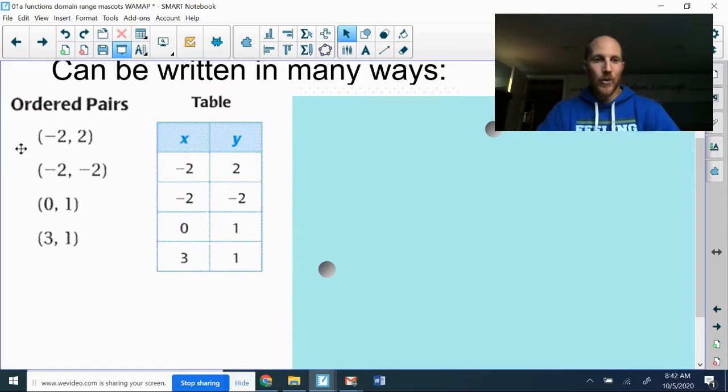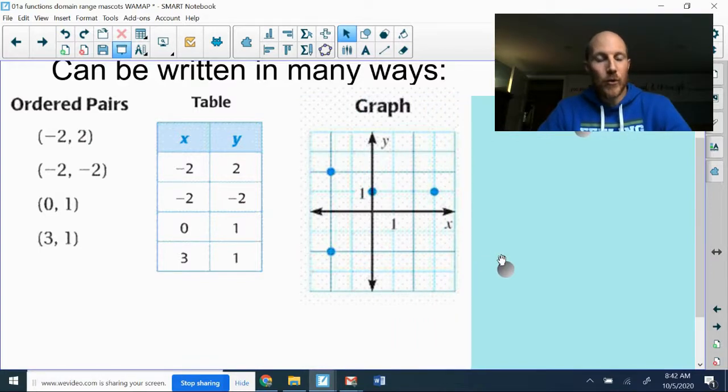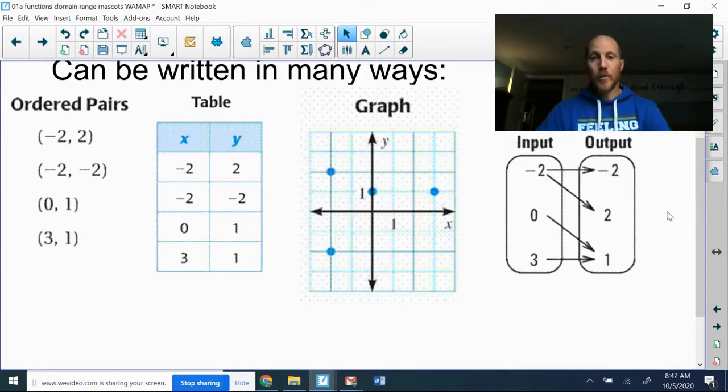We could take those same ordered pairs, and instead of listing them as ordered pairs, we could put them into a table. Maybe this time we actually just started from the list of numbers, and so we could say, you know what, maybe it would be useful to put them onto a graph. Awesome, so we can put it onto a graph. Or maybe we use a thing called a mapping diagram. So a mapping diagram is another way of representing what x coordinates go with each y coordinate.